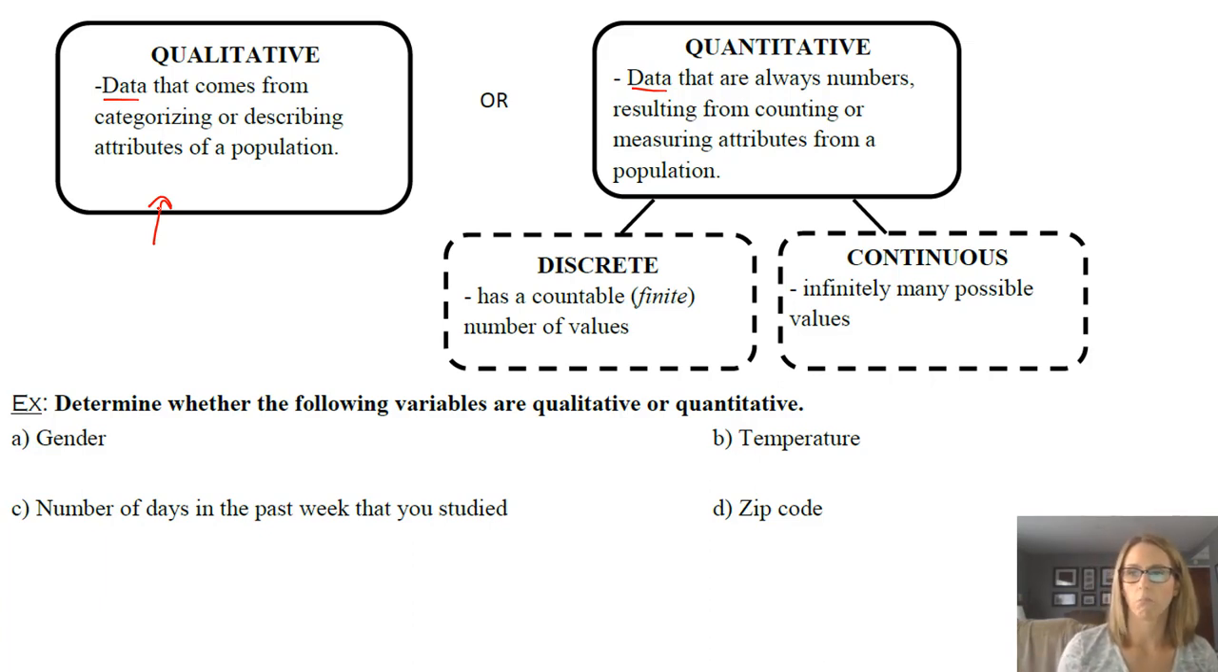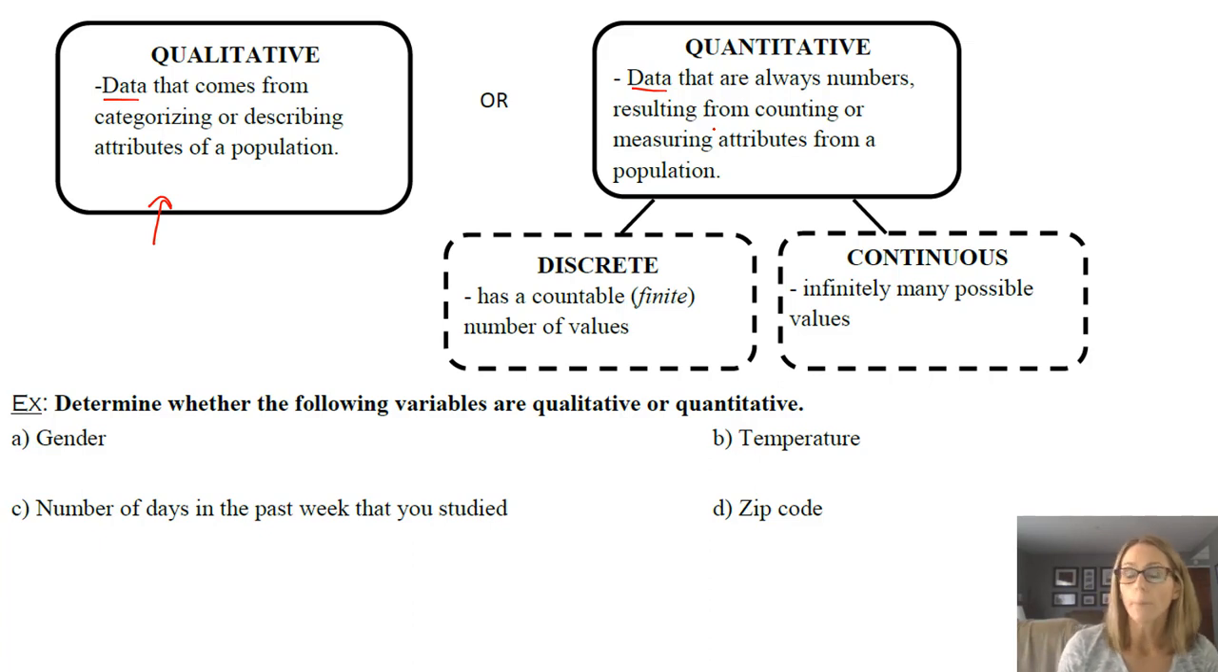I might label all the different coffee shops that are in my town. Okay, we've got Starbucks, we've got Peet's Coffee. So notice that what I'm taking there is qualitative. These are describing attributes of a population. So I'm getting color of shirts or names of coffee shops. That's qualitative.